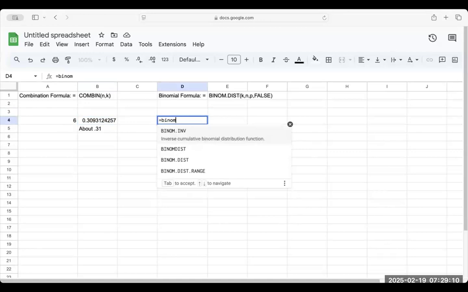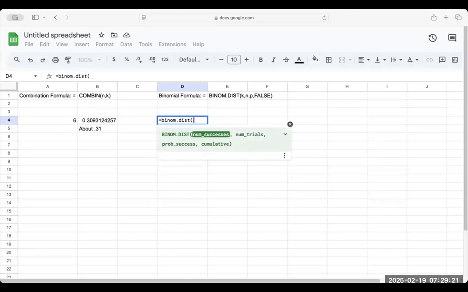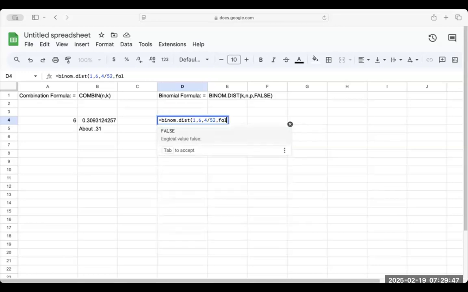BINOM, that's for binomial, dot DIST. And then you can already see it's telling you binomial distribution. You're going to put a parentheses right there. And you're going to say, how many successes do you want? So remember, there were 6 spots, and only one of them was a success, comma, how many spots were there? There were 6, comma, what's the probability of you succeeding, of you getting a jack? Well, that was 4 out of 52, comma, and then it's asking you something about cumulative. We're going to put false here.